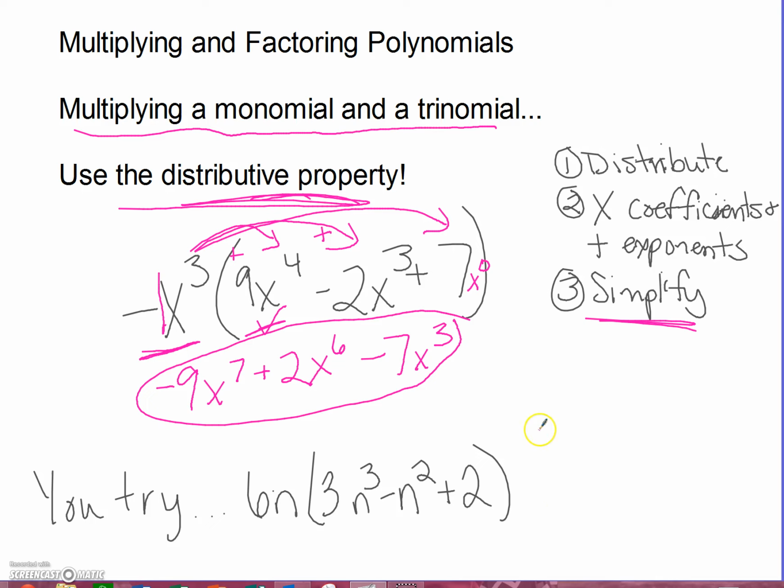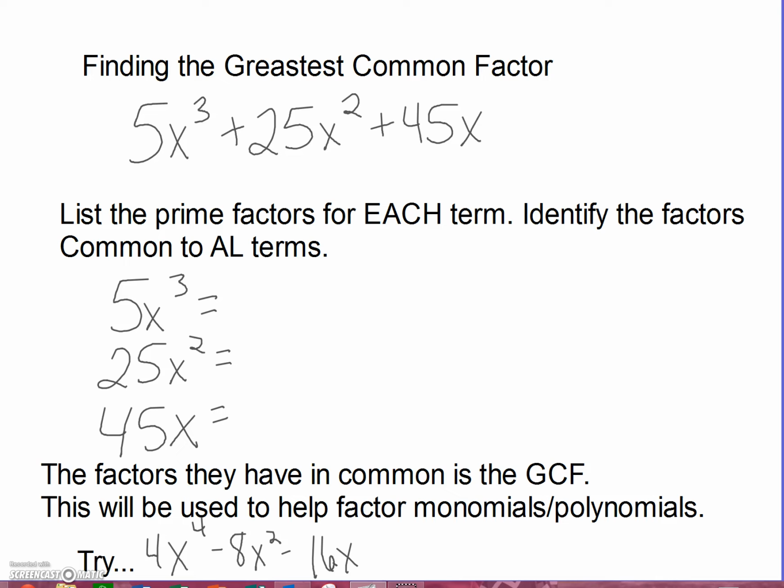When you get done, your answer should be 18n to the 4th minus 6n cubed plus 12n. So that is multiplying one monomial times a trinomial. You could have more or not.